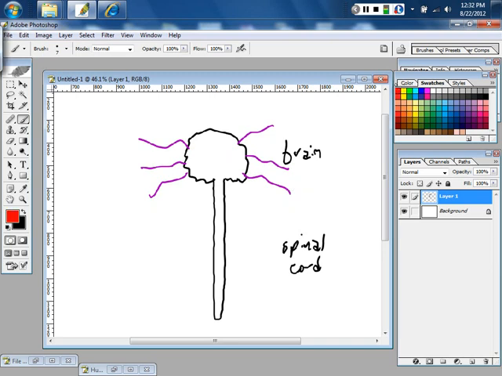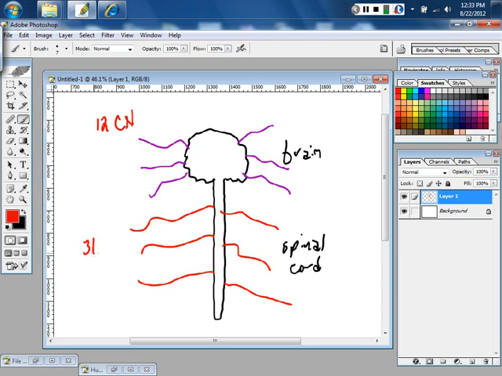And we have nerves that come off of the spinal cord. And what do you think these nerves are called? Spinal nerves, exactly. There are 12 pairs of cranial nerves, and there are 31 pairs of spinal nerves. Okay, and so I'm just going to put here 12 cranial nerves, and there are 31 pairs of spinal nerves.